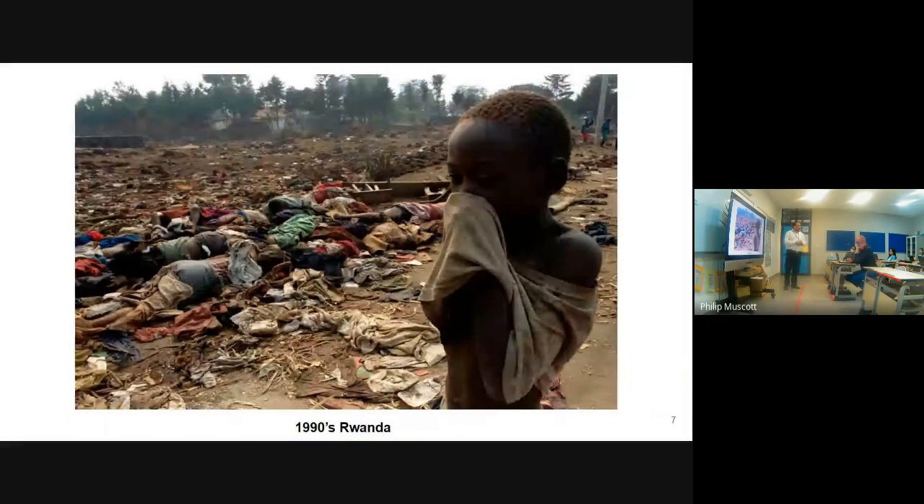Okay, so let's go back on site. Norman, where and when? Rwanda, 1990s. Okay, what do you see? Tragedy. Absolute tragedy. Describe it a little bit more for us. The aftermath of genocide. The child is probably exhibiting heartache and grief, probably because people she knew or were related to are among those victims. Wonderful. Thank you, Norman. So heartache and grief.